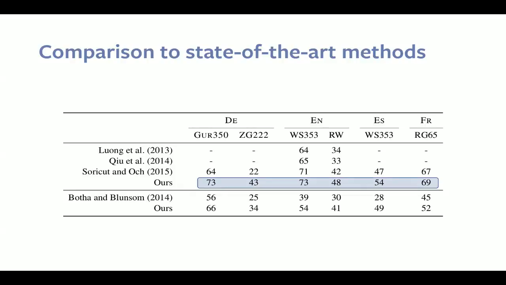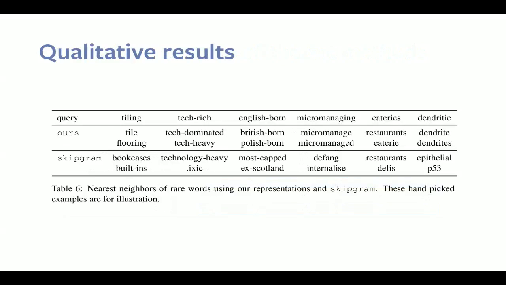And we get performance which is usually better than the state-of-the-art. Just some qualitative results, like doing nearest neighbor queries. For example, "English born", in our case, is going to give "British born" and "Polish born", because they share a lot of n-grams at the end with these words. Whereas skipgram won't find anything meaningful in that case.